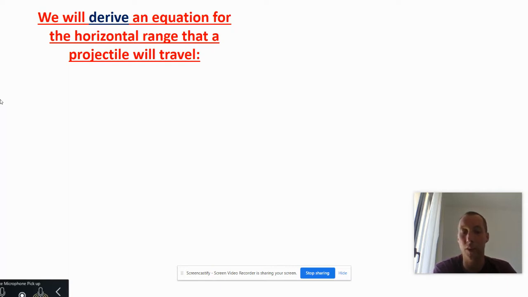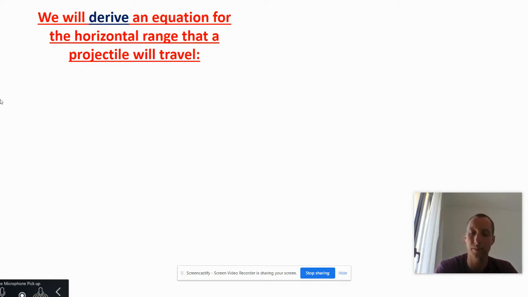Okay, so the equation I want to come up with is one for the horizontal range that a projectile will travel. So if I want to know how far a projectile is going to go horizontally when I fire, say, a cannonball or something like that, I basically just want an equation that tells me that. Now, the equations of motion don't give it directly. I have to combine them and carry out a number of calculations.